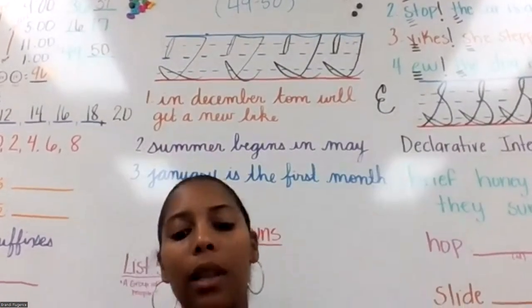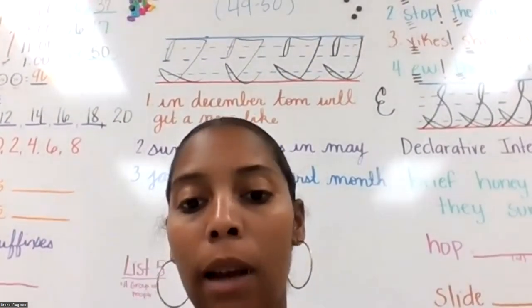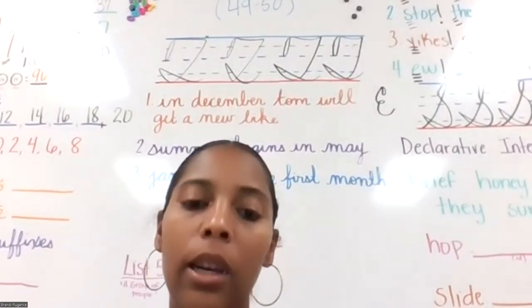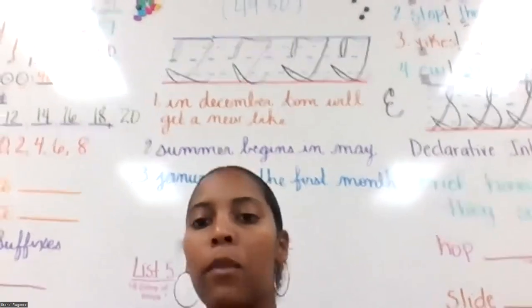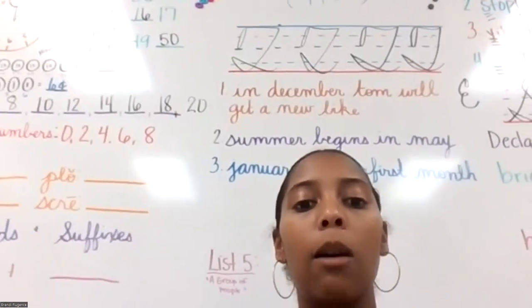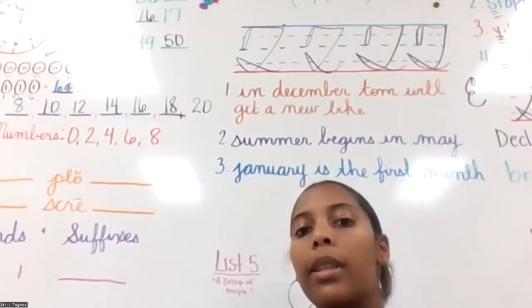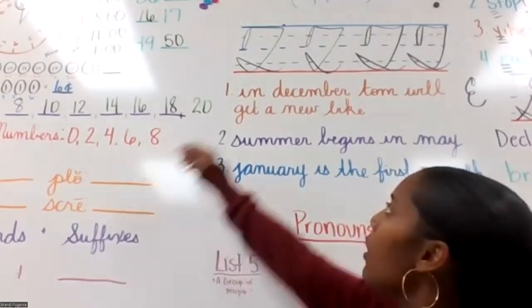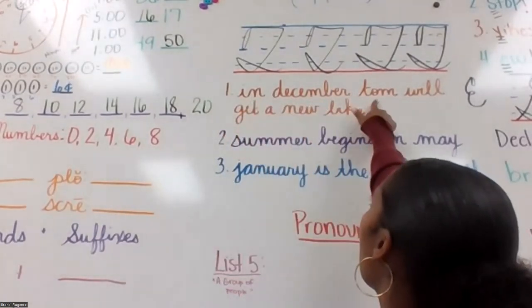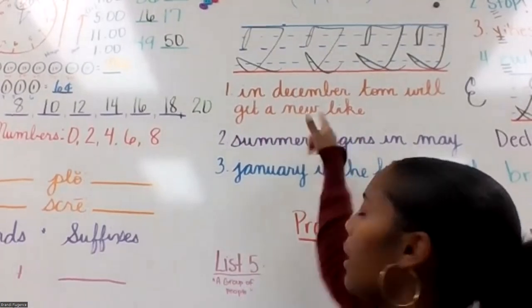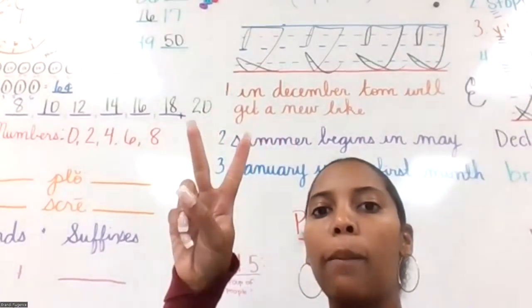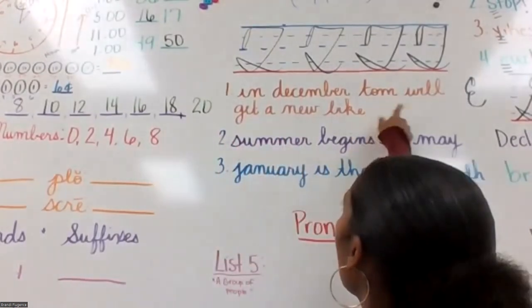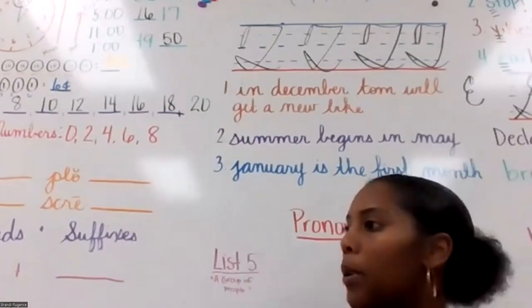Whenever you have a month inside of your sentence, it is a proper noun. It's a special name of something. So you capitalize it whenever you have it in your sentence, okay? So I have three sentences today. I will let you do all three of them on your own today. Number one says, in December, Tom will get a new bike. I have two proper nouns in here. Could anyone tell me what are my two proper nouns? In December, Tom will get a new bike. What are the proper nouns?